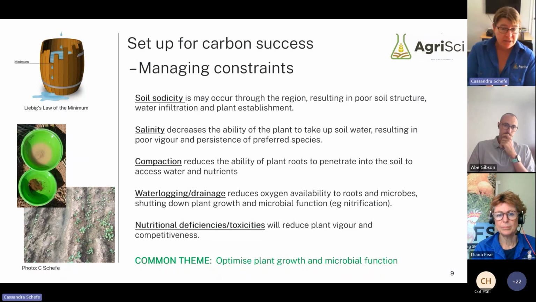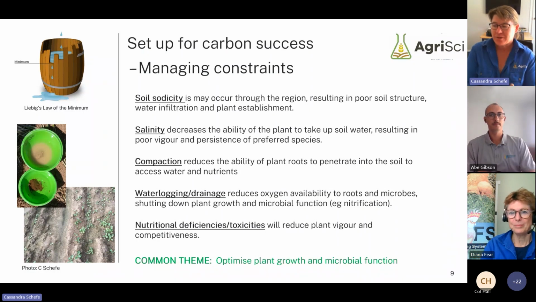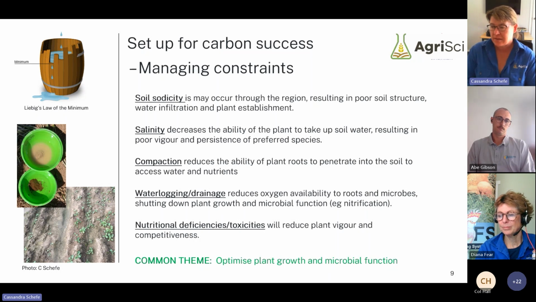Potentially waterlogging and drainage issues. I was going to say the rare years where water is in excess, but those have been a bit more than normal lately. So a lot of waterlogging issues going on, which reduces the availability of oxygen to roots and microbes and shuts down a lot of plant growth and microbial function. And then there's nutrient deficiencies and toxicities, which reduce plant vigour and competitiveness.